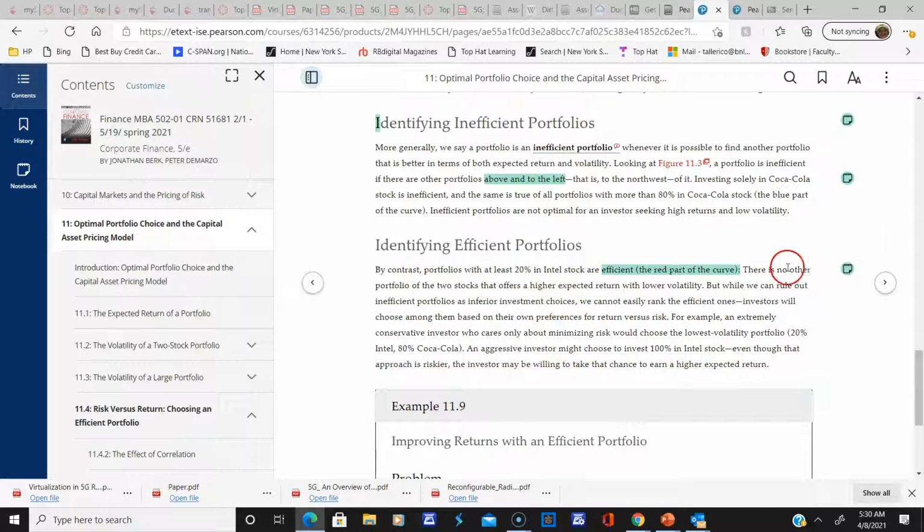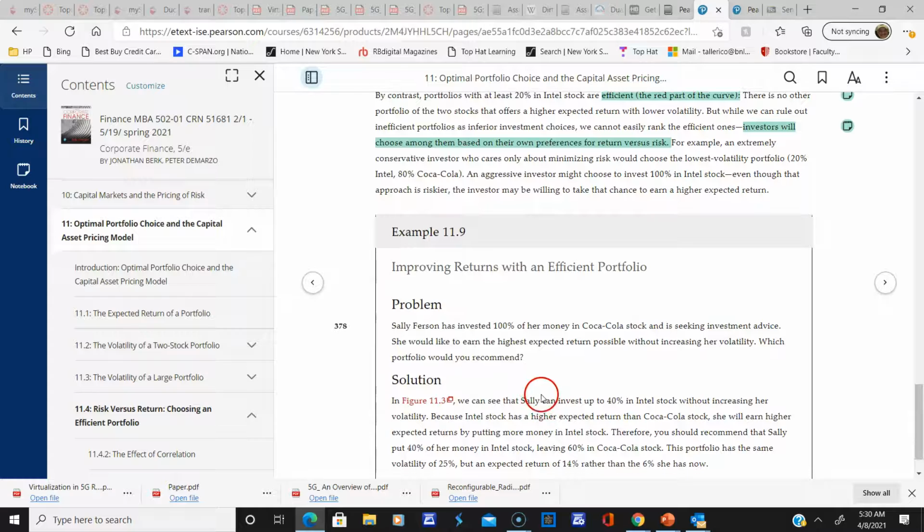Investors will choose, and this is the important point, now it's up to you. Investors will choose among them based on their own preferences for return versus risk. For example, an extremely conservative investor who cares only about minimizing risk would choose the lowest volatility portfolio, 20% Intel, 80% Coca-Cola. And an aggressive investor might choose to invest 100% in Intel stock, even though that approach is riskier. The investor may be willing to take the chance to earn a higher expected return.